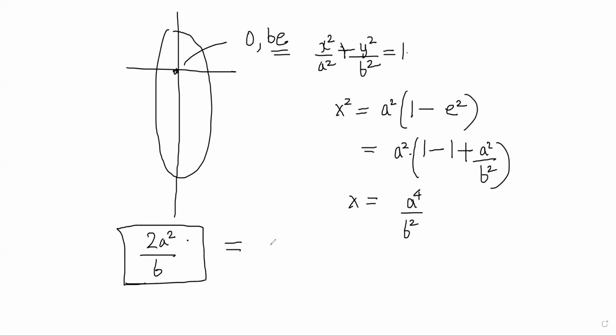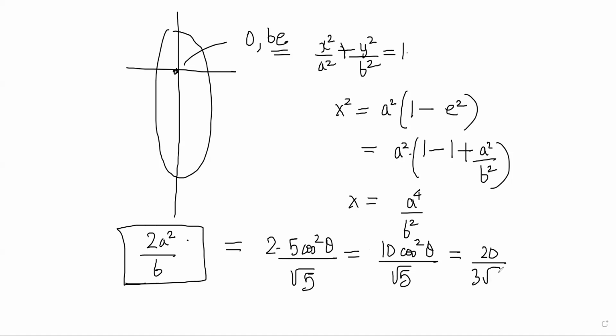And in this case, that will become 2 times a square, which, if you remember, for the ellipse was 5 cos square theta, and b was root 5. So this is what we are getting: 10 cos square theta by root 5. But cos square theta has come out as 2 by 3. So this is 20 by 3 root 5, and we get basically 4 root 5 by 3. That becomes your answer for the length of the latus rectum of the ellipse.